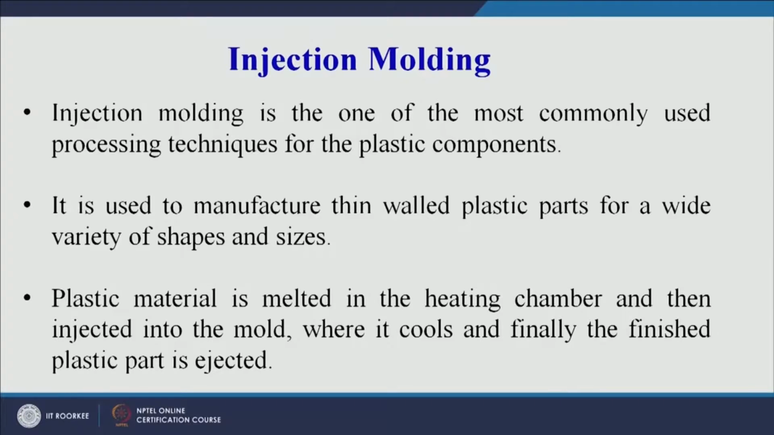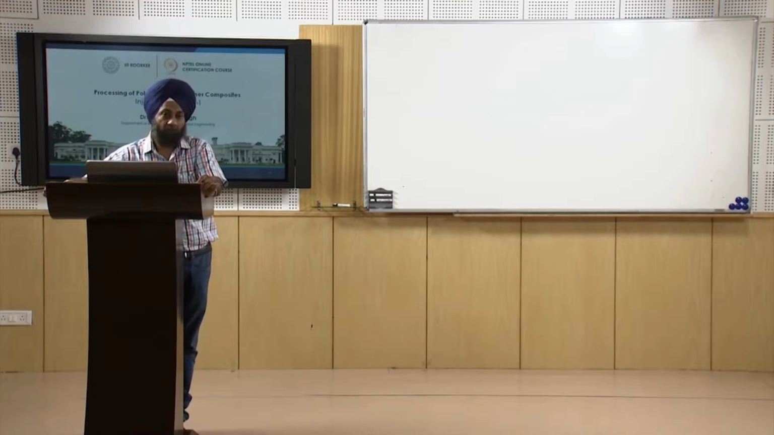It is used to manufacture thin walled plastic parts for a wide variety of shapes and sizes. So, a wide variety of shapes and sizes means that it is used for very complex to fairly simple parts, as well as thin walled parts, meaning the thickness of the parts will not be very large, which we can achieve in the compression molding process, but we cannot use very thick parts in case of the injection molding process. Maybe there are reasons for that, because we have to cool the part inside the mold cavity, and that can be one of the reasons that this process cannot be used for very thick parts.